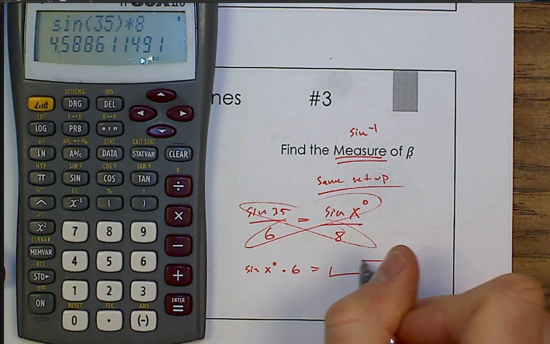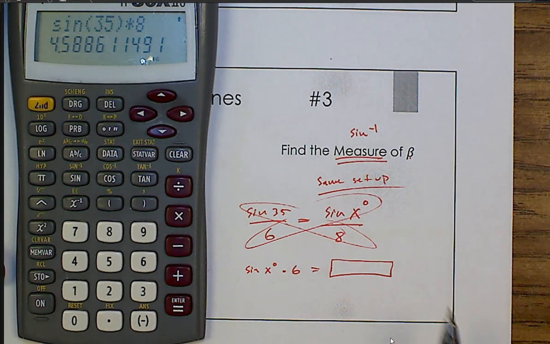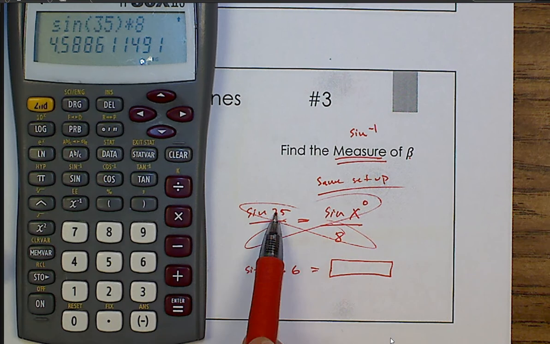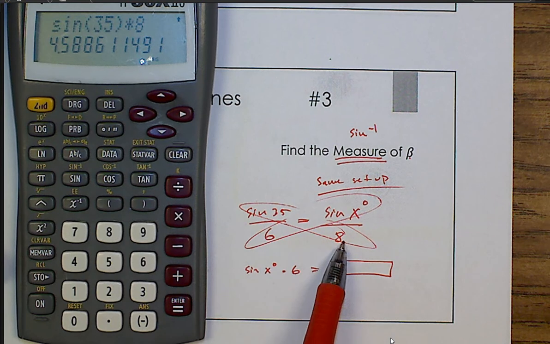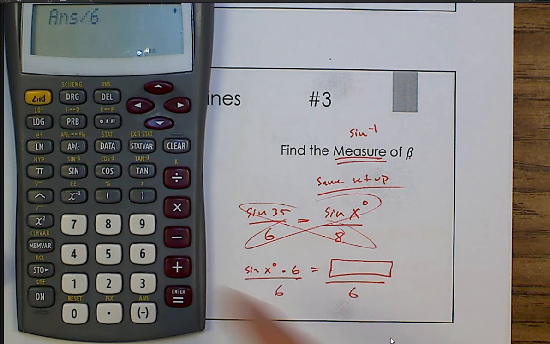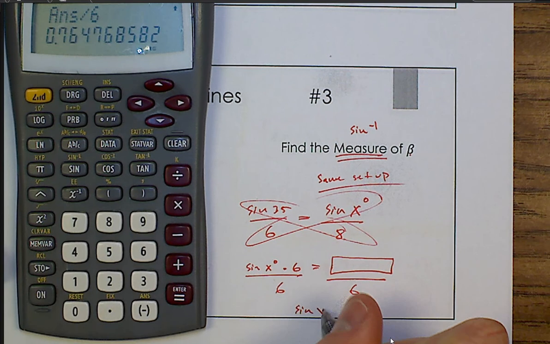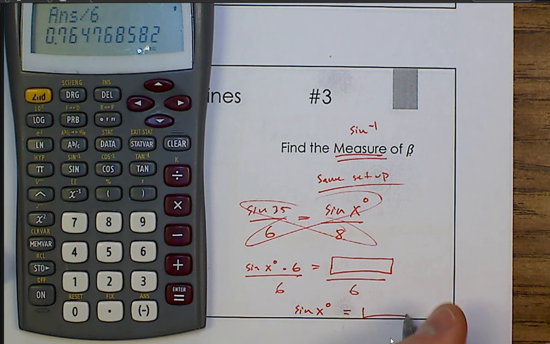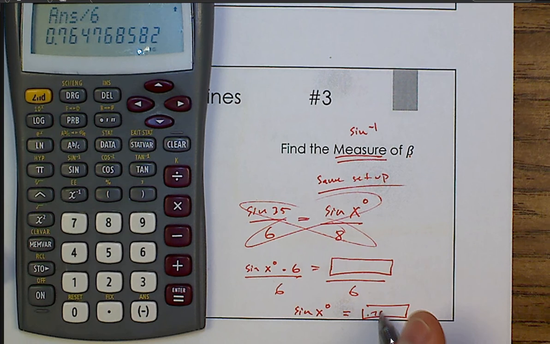But I don't want to round this. I want to round at the very end, or I want to make sure I have an exact answer. So don't make this 4.5 or 4.6. That answer right there is when I cross multiply the sine of 35 times 8. Now, how do I solve for x? Well, I got to divide that by 6, right? So I'm going to divide it by 6, hit equals. And so now I have this sine of x degrees equals this decimal 0.7647. Again, keep that in your calculator.